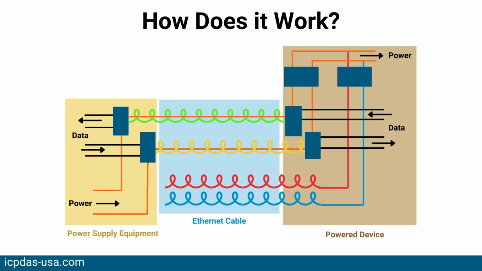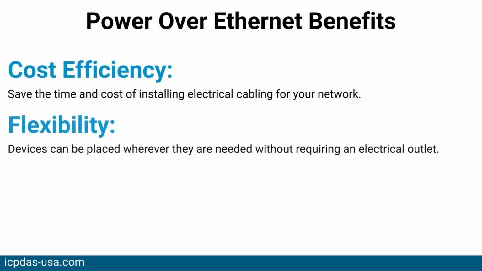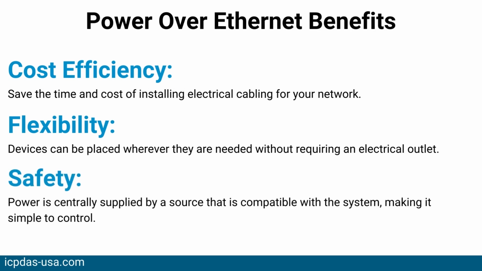With Ethernet, it is possible to keep the power current and data signal apart, so they do not conflict with one another. Current enters the data cable via a component called an injector. If the device at the other end of the line is PoE compatible, it won't need any adjustment to work properly. There are many benefits in using Power over Ethernet. Just a few are cost efficiency, flexibility, and safety.